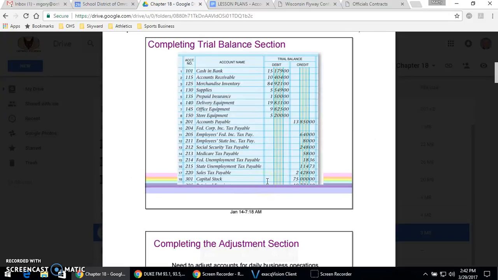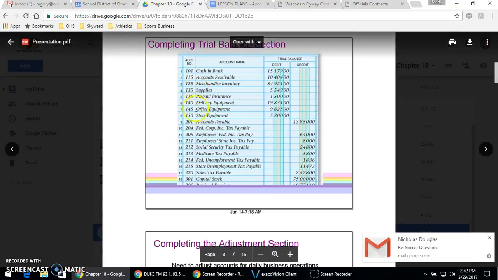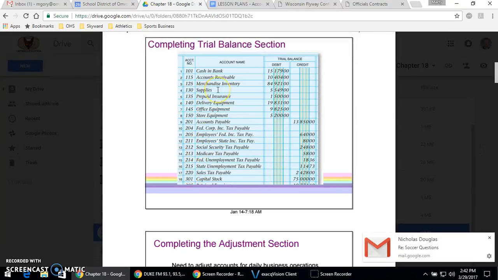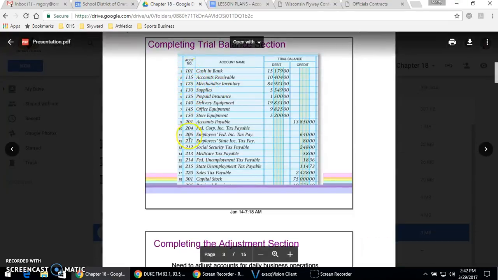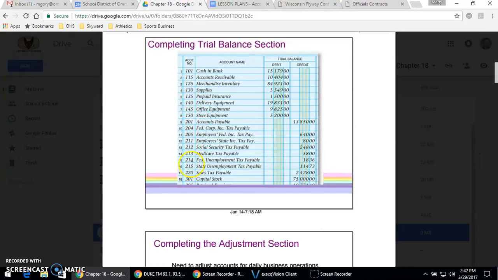All right, so here is the trial balance section of the worksheet. Notice how we have all of our accounts listed and their account numbers. These accounts are going to be listed in different categories, so to speak. All of the 100s, remember, are going to be assets. All of the 200s are our liabilities. 300s are owner's equity. 500s are going to be merchandise inventory or cost of goods sold. 600s are going to be our expenses. I missed the 400s, because the 400s will be our revenues.